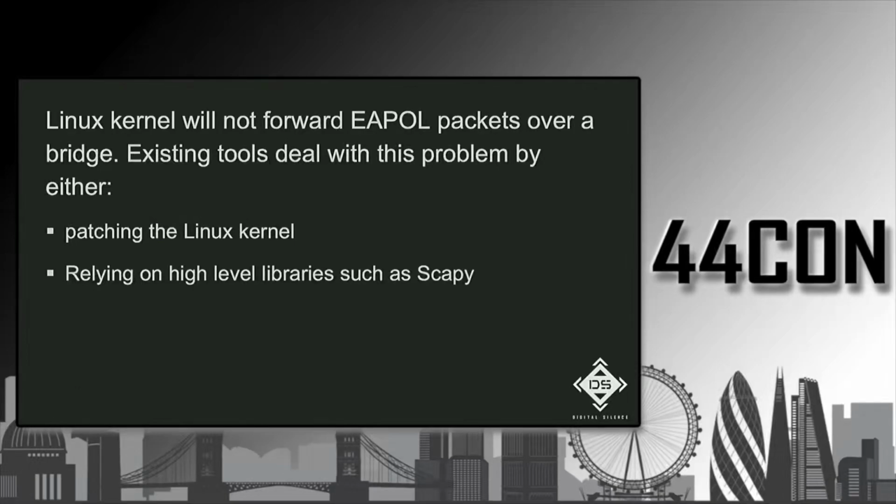The other problem Duckwall had to face, which was interesting to me, is that when he created his original tool, the Linux kernel at the time would not forward EAPOL packets over a bridge, presumably for security reasons. And that's what we're trying to do to make this bypass in the first place. So what he did, and what pretty much all existing tools do to solve this problem, is patch the Linux kernel so that suddenly it will forward those packets over the bridge. Existing tools either do it that way, or they rely on high-level libraries such as Scapy. We mentioned Legrand's tool that does that.